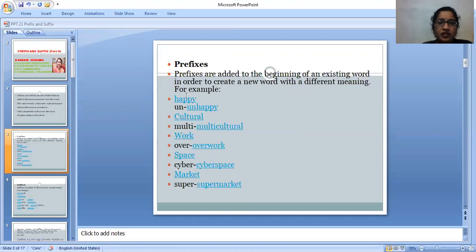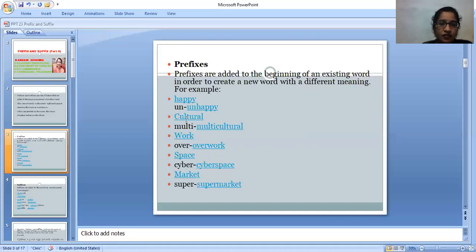For example, you can see a few words here. You can see the root word happy, and with the addition of the prefix un, the word becomes a new word, unhappy, and definitely the meaning of happy is different from unhappy, right? So here the addition of a prefix creates a new word with a new meaning out of a root word.